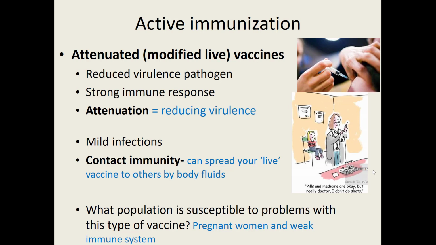Now, the population that's susceptible to problems with this type of vaccine, with these living organisms, is pregnant women and people that have a weak immune system. Pregnant women, because sometimes these living organisms, even though they can't cause disease, can still trigger problems with a fetus. And then if you have a weak immune system, the idea with these vaccines is that we can get rid of that pathogen.